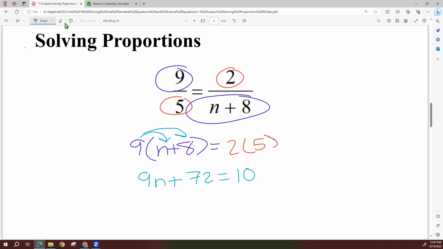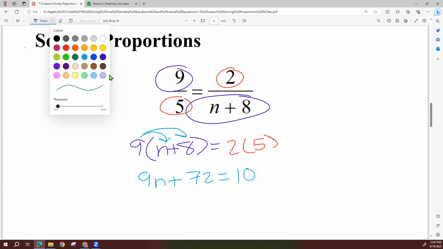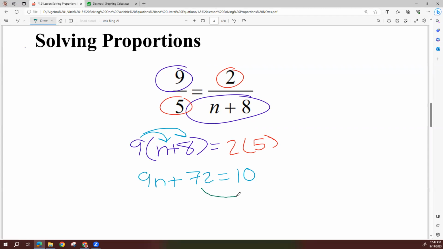I want to move the 72 to be over with the 10. Right now, 72 is being added because there's a plus in front of it. So when I move it over, there will be a minus. And always, if you need some help with subtracting positive and negative numbers, go ahead and use Desmos. 10 minus 72 is negative 62.